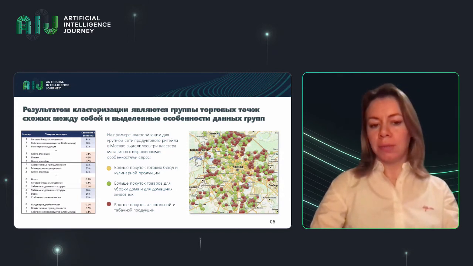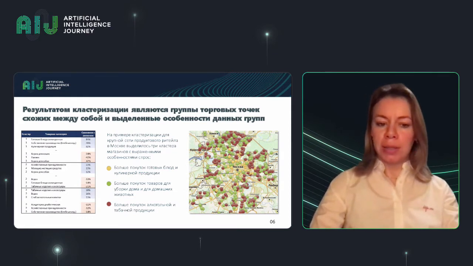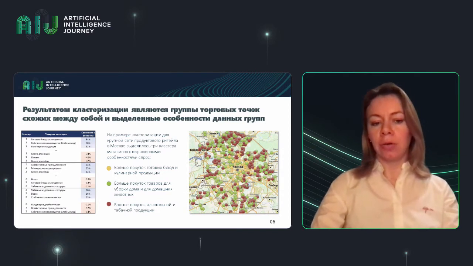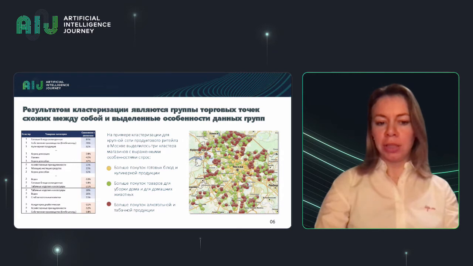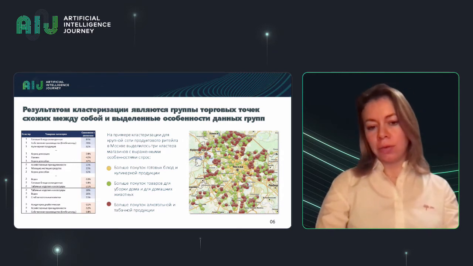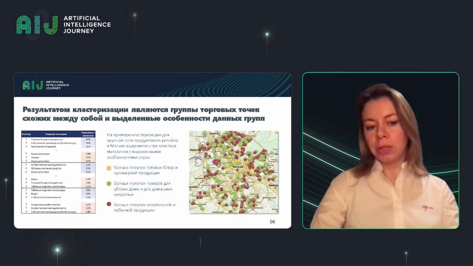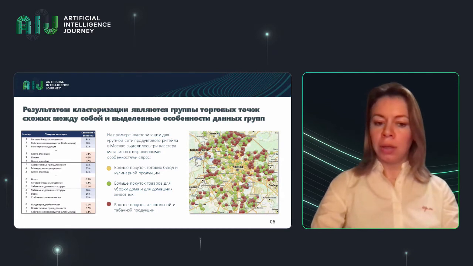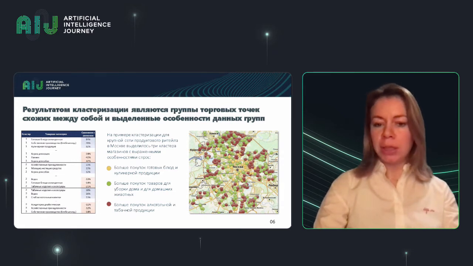So here you can see the results of one of such clustering exercises. We identified 3 key clusters which had different demand properties. So, first of all, in the center of Moscow, where most of the offices are located, we observed many purchases of cooked meals and ready-to-eat products.